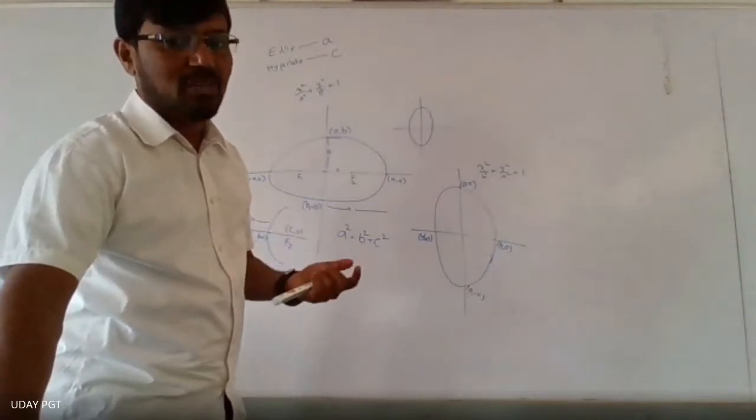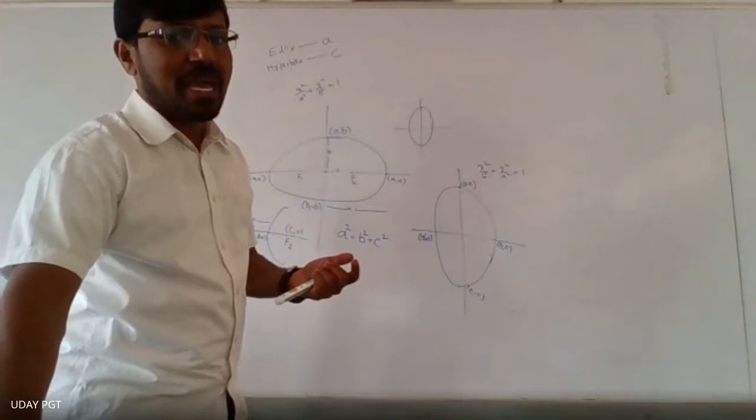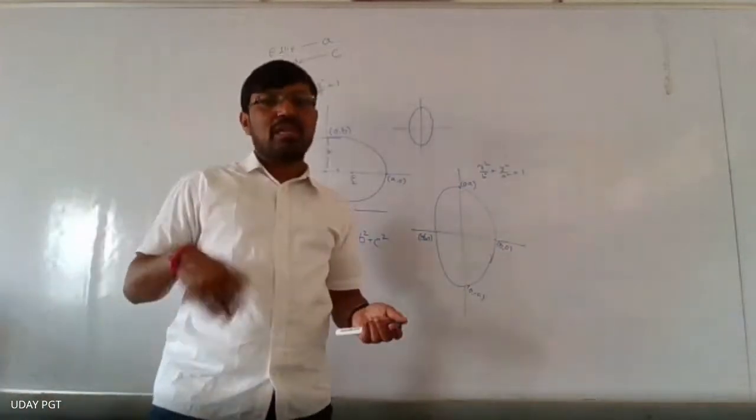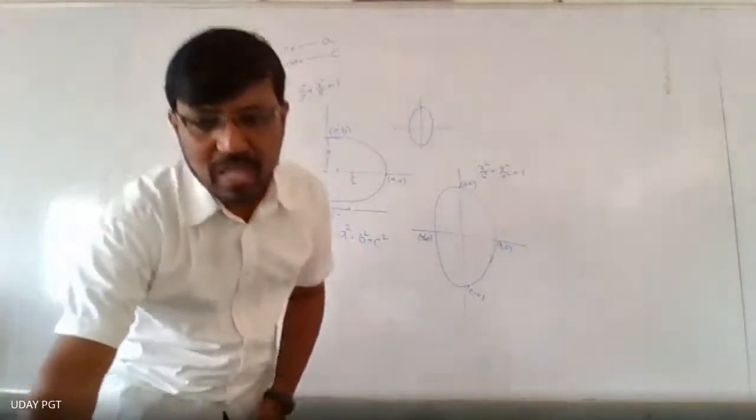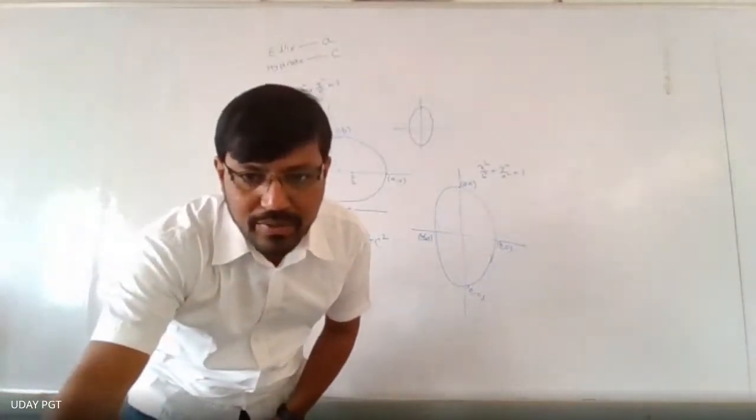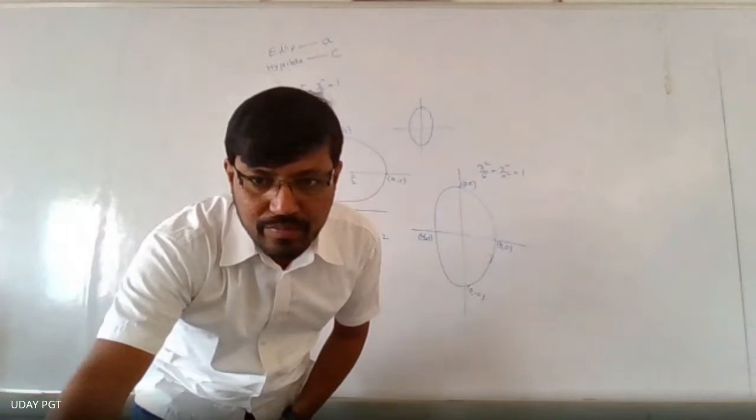What is the equation of the hyperbola? x square by a square minus y square by b square equals 1. So how do we get the equation of the hyperbola? Let us see. Okay. Is it clear?